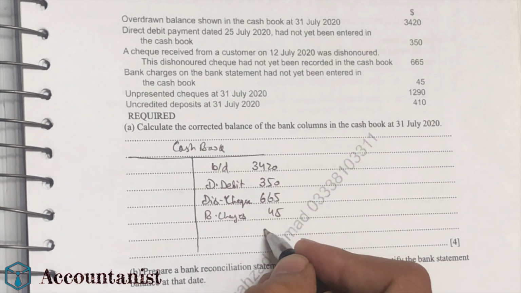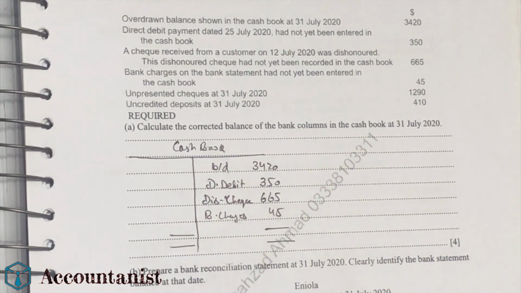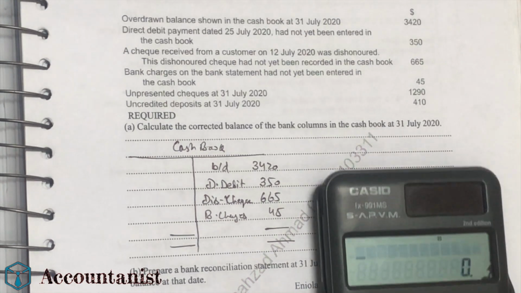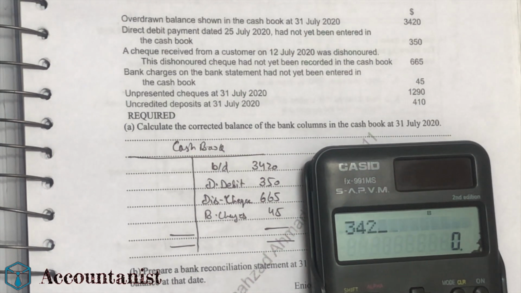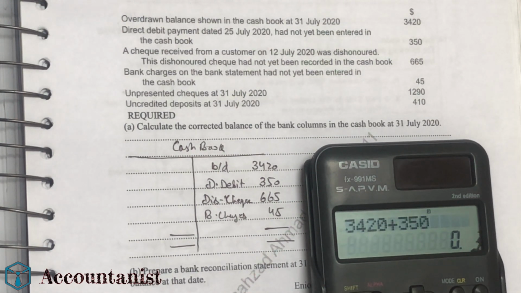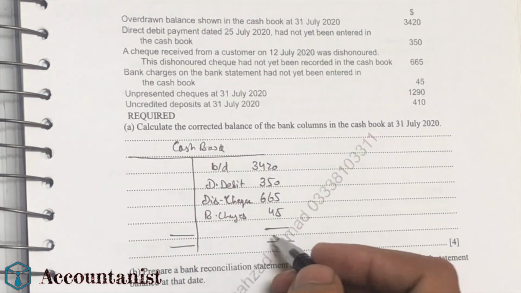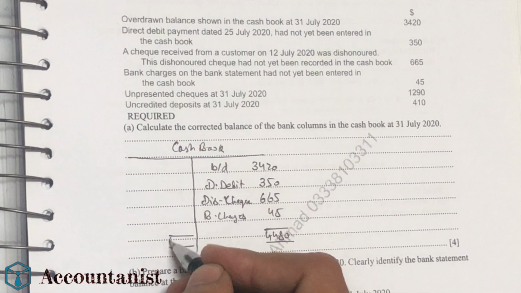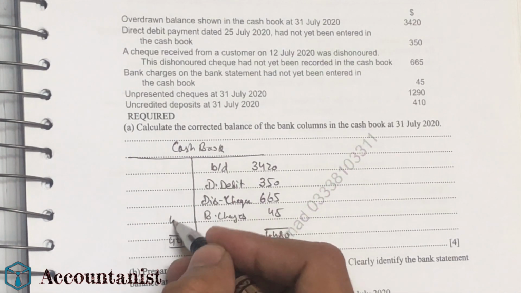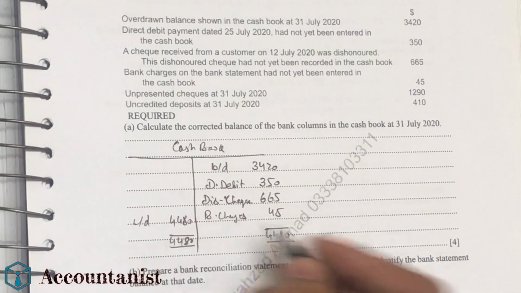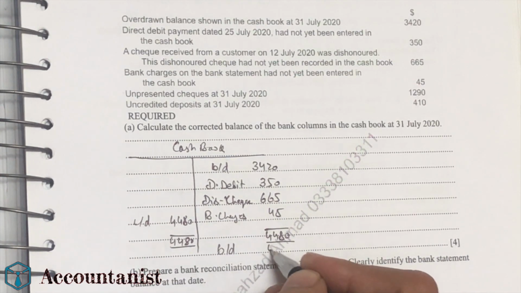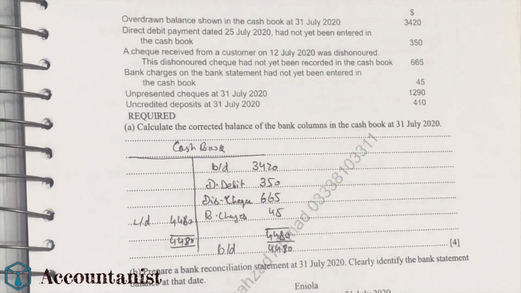Now we have to balance off to find out the updated cash book balance. The credit side has the bigger value, so the total of the credit side is 3420 plus 350 plus 665 plus 45. We get a credit side total of 4480. So we'll write down 4480. There is nothing to deduct, so 4480 will be your new balance c/d and balance b/d. That's the updated cash book balance.